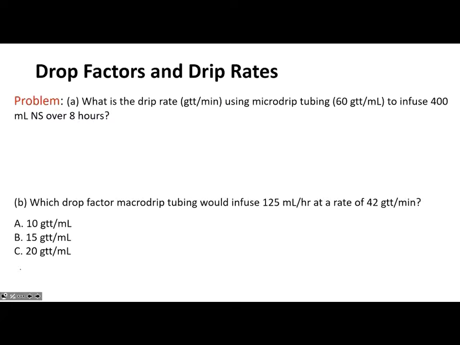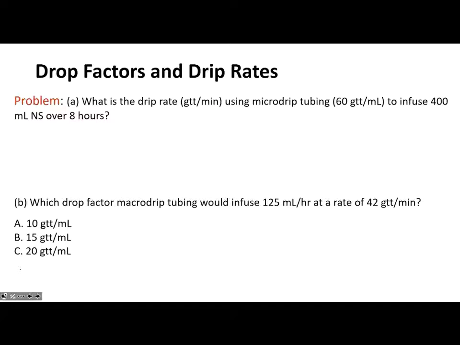In this case, it wants drops per minute using a micro drip tubing set that has 60 drops per mil, when the doctor wants us to infuse 400 milligrams over 8 hours. Okay, so the dose of the drug is 400 milligrams, infused over 8 hours, but what's the drip rate for the nurse in drops per minute? Where do you start with this? You start with the flow rate. Flow rate in general is volume per time.